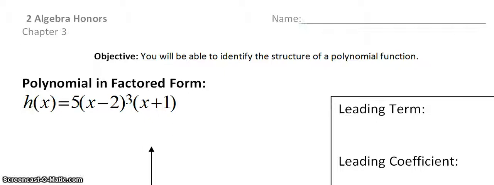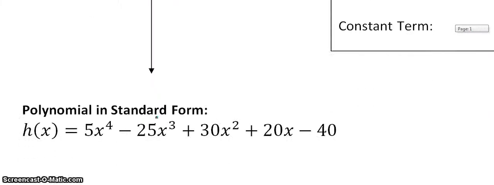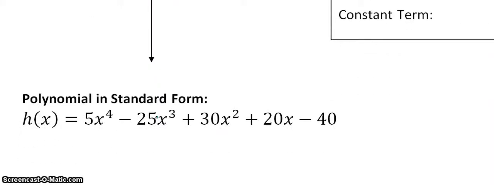Hi everyone. The goal of this video is to identify the structure of a polynomial function. We're going to look at two different forms of polynomial functions. One is factored form, which is very similar to our quadratic factored form, except the degree will be higher than a quadratic. And the other form is standard form. So that's when you've multiplied out factored form.